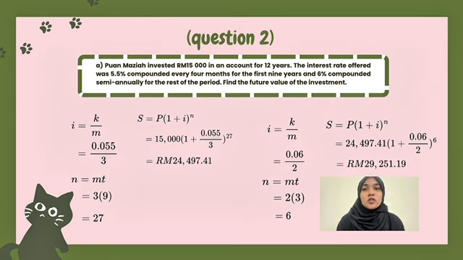So we got 27. We just insert the information into the formula, which is S equals P(1 + i)^n. Right, so we got 24,427 ringgit and 41 cents. Next, we do the calculation for the next 3 years. So our i is equal to 0.06 over 2, and our n is 2 times 3 equal to 6. And then we just insert the information into the same formula, and we got 29,251 ringgit and 19 cents.